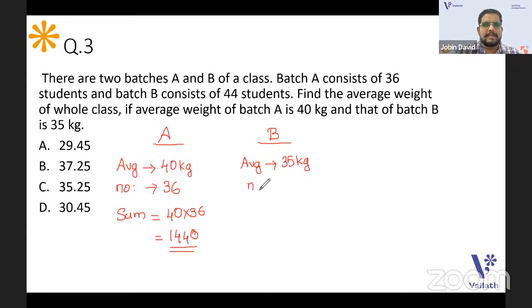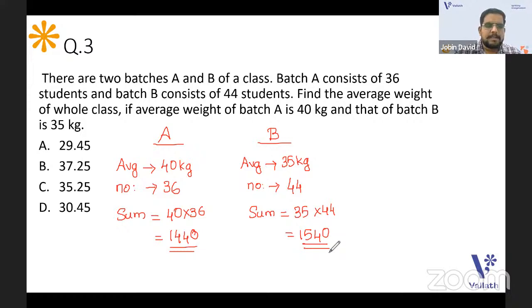Okay. Then what is the number of B? The number of B is given as 44 students. So what is the sum of that? Sum is equal to 35 into 44. So what is the answer? That is 1540. That is the answer.